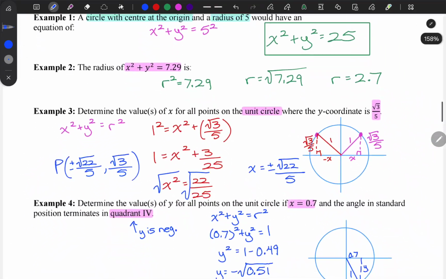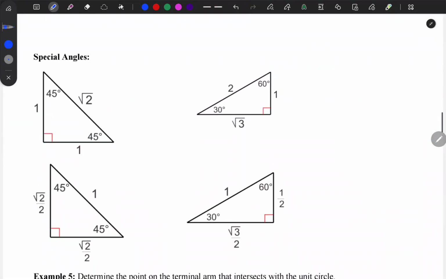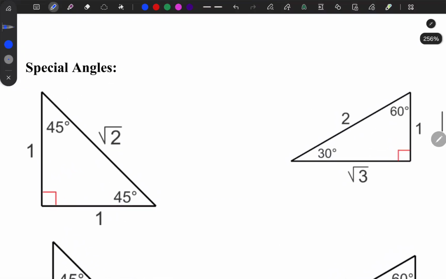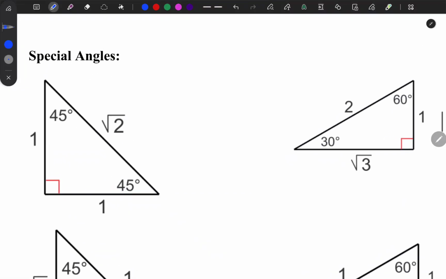All right, let's go ahead and do a little refresher of our special triangles. Let's look at them in their original form first. This is how we used our special triangles last year. We had a 1, 1, root 2 triangle with 45-degree angles. We had a 1, root 3, 2 triangle with 30 and 60 degrees. Those are our 3 special angles, 30 degrees, 45 degrees, 60 degrees, where we can calculate all of our trig ratios with an exact value without using a calculator.